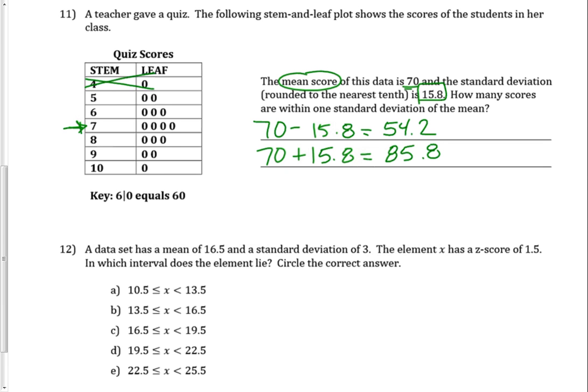So 40 is not above, 50 is not above, 60 is, 70 is, and 80 is, but 90 is above 85 and 100 is above 85. So that gives us 1, 2, 3 60s, 1, 2, 3, 4 70s, 1, 2, 3 80s for a total of 10 scores.